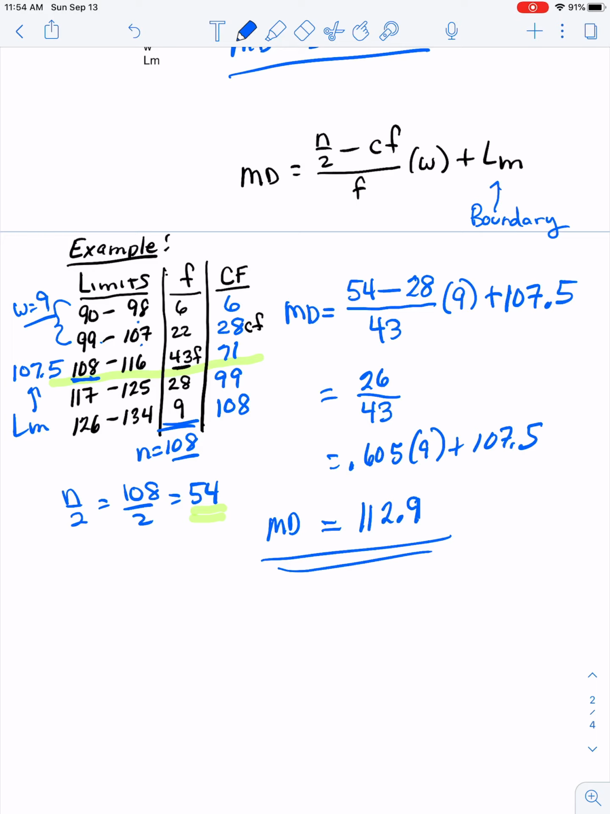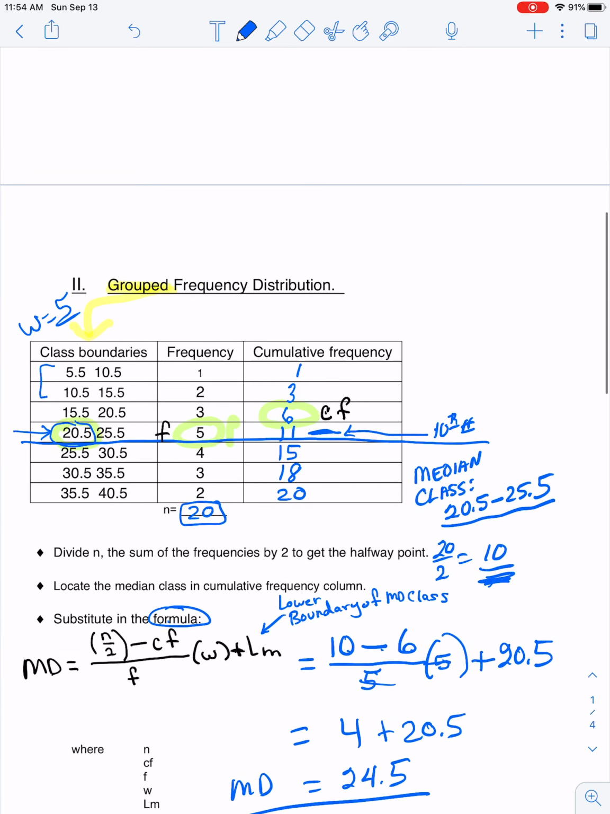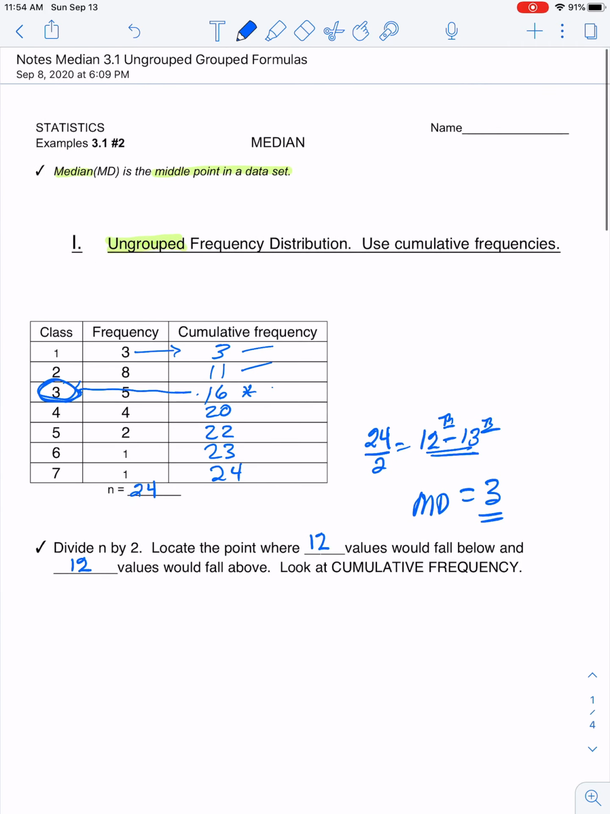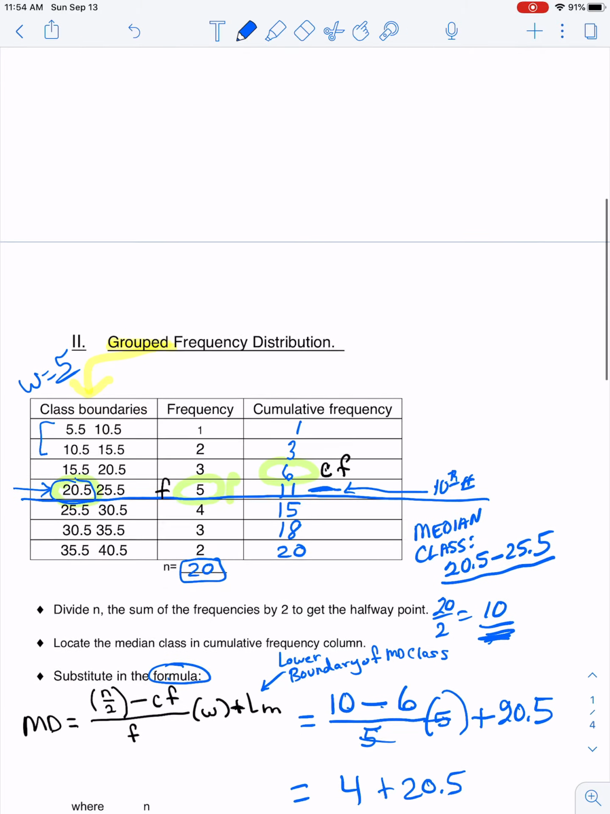Okay, so again, what we've covered in this lesson, we've talked about how to do median of an ungrouped table. You just find the halfway point. To find that halfway point, you're doing n divided by 2. That finds it. You go over here, look across, you pick up your median. Okay, finding the middle.